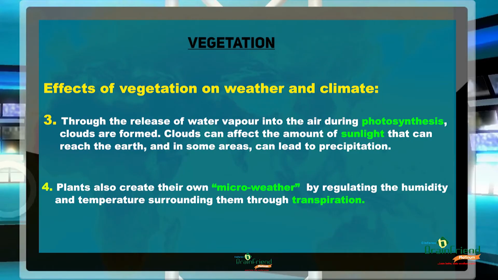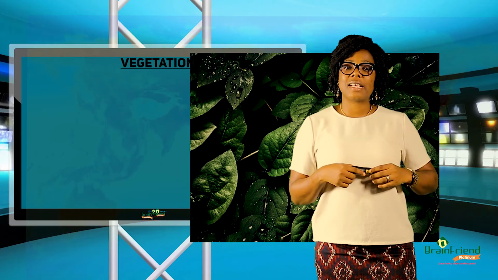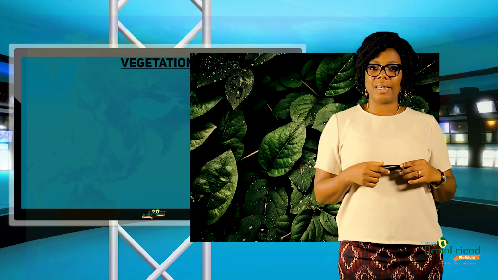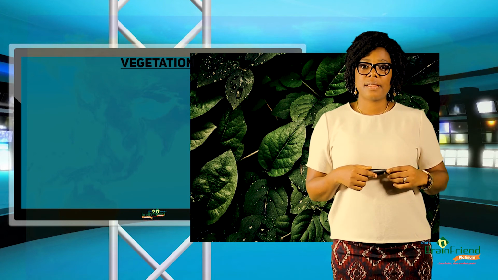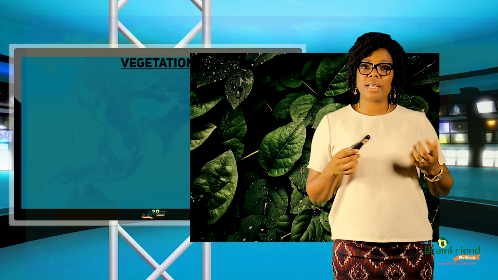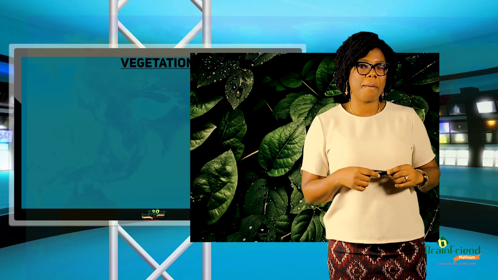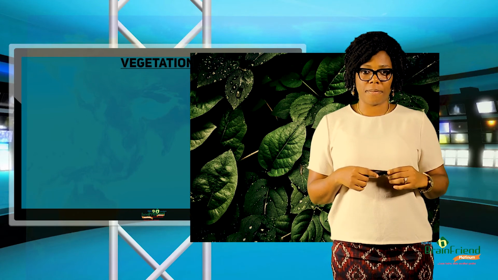Plants, during the process of transpiration, which is the giving out of water vapor through the pores on the leaves of plants, can affect the humidity and temperature of a region surrounding the plants. From the image, we can see the droplets of water on leaves of the plants. This can help plants regulate their own weather by creating a micro-weather around them.